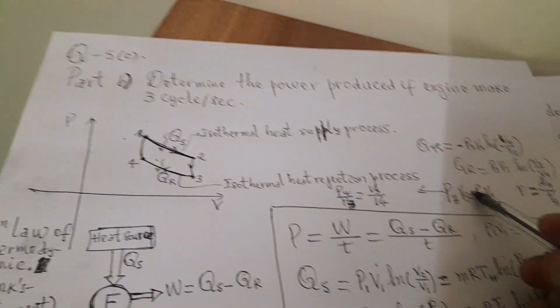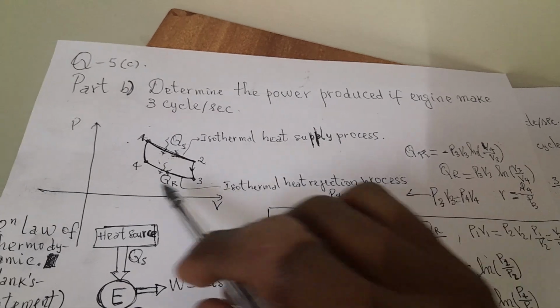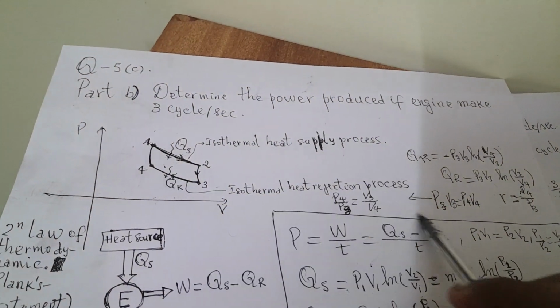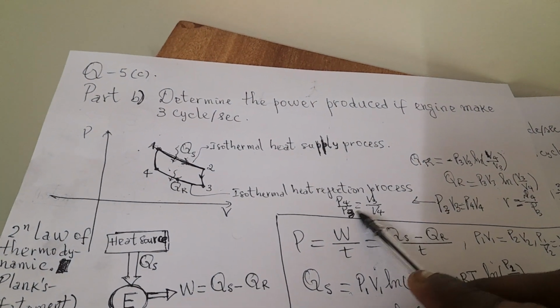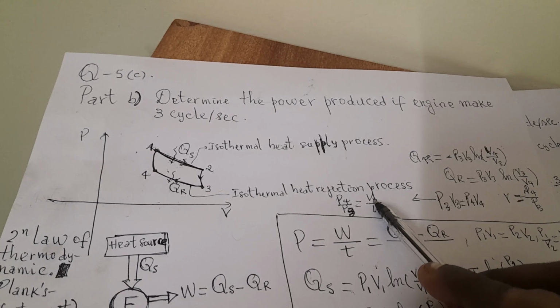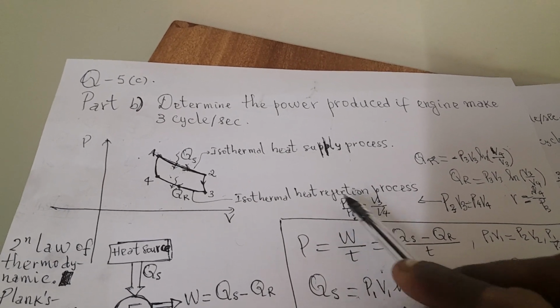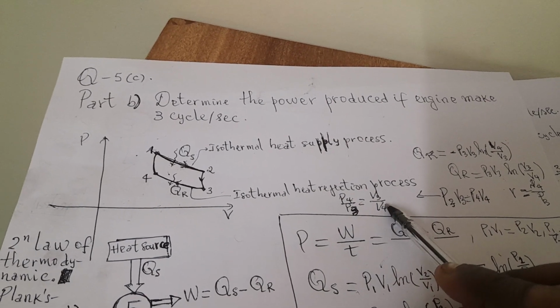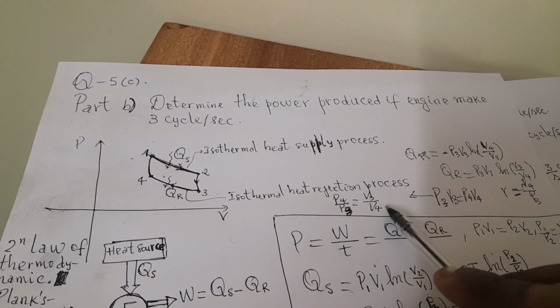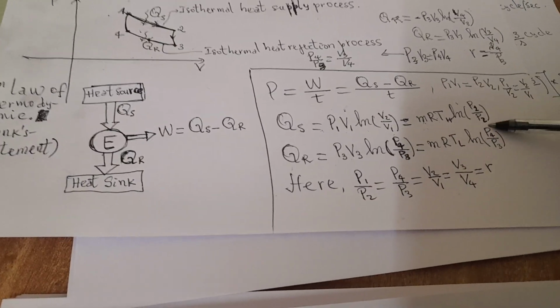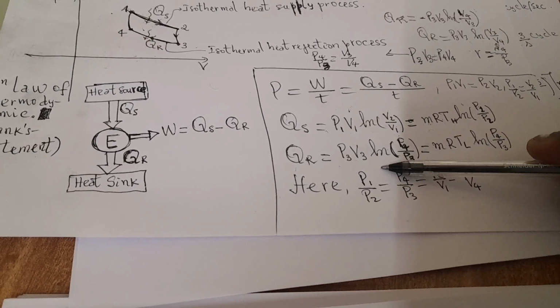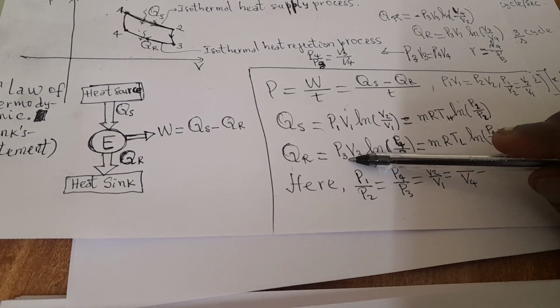If you do the same, because they are at constant temperature, this is true. So instead of writing V3 upon V4, I will write P4 upon P3. P4 upon P3 is the compression ratio, and here the compression ratio is the same. Then you just have to write P3, V3. What is P3, V3?